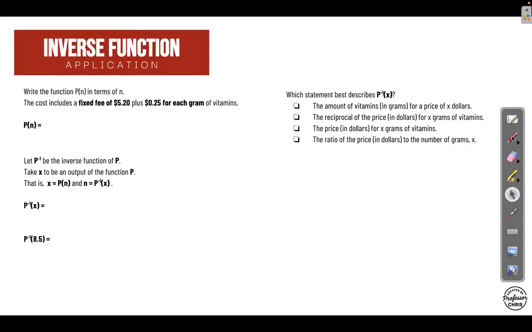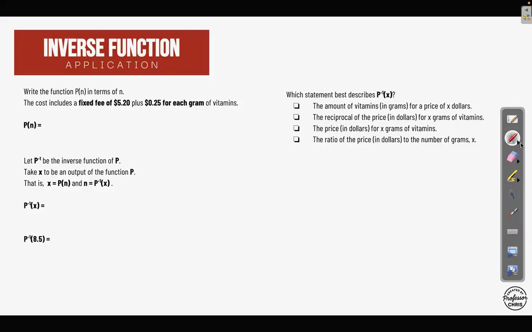Hello. We're going to see how to get a function and the inverse function based on a given context here. So this is the context, the cost. We're going to be having a fixed fee, and every gram of vitamins, you're going to be charged 0.25. And the grams are represented by N. So you're going to start with the fixed fee.